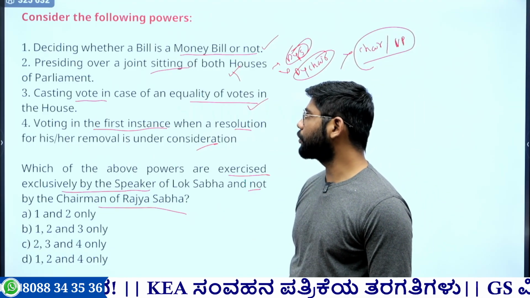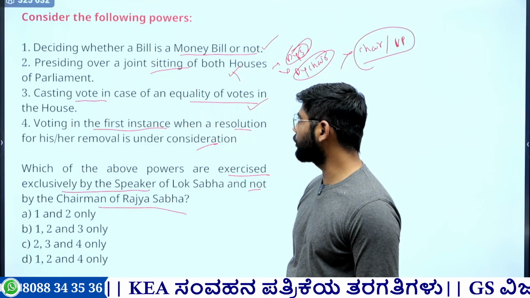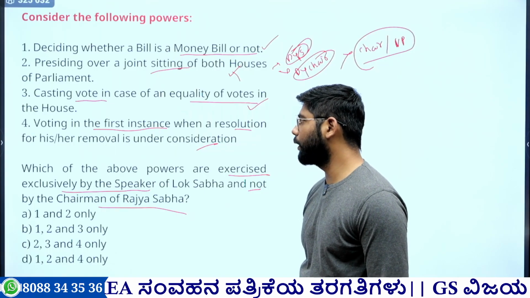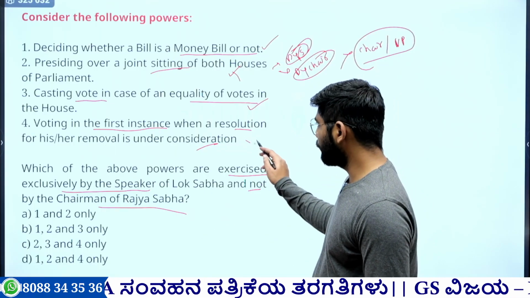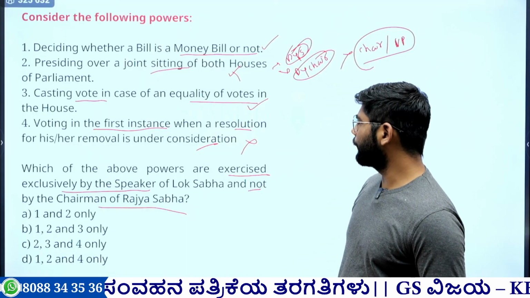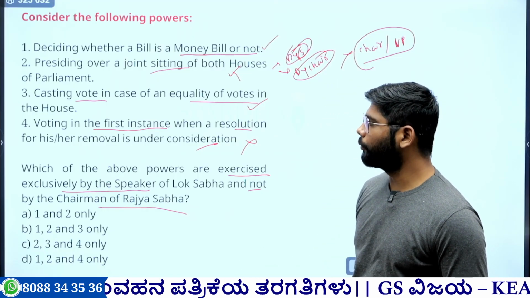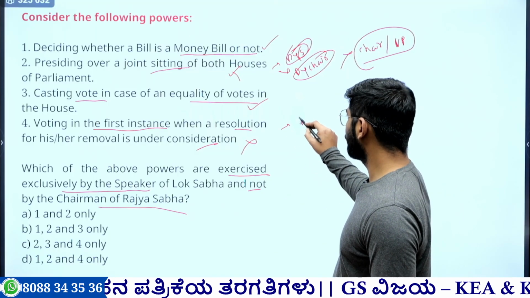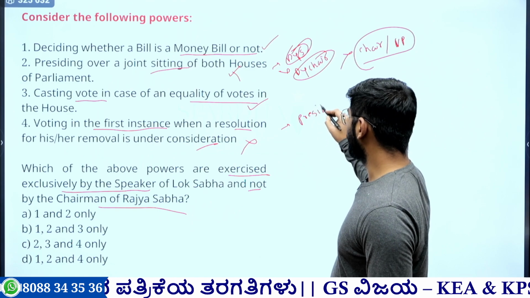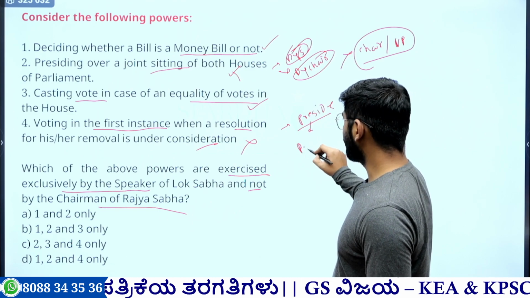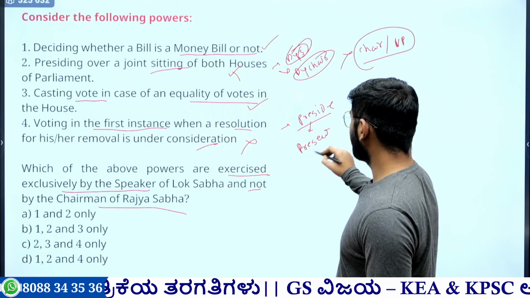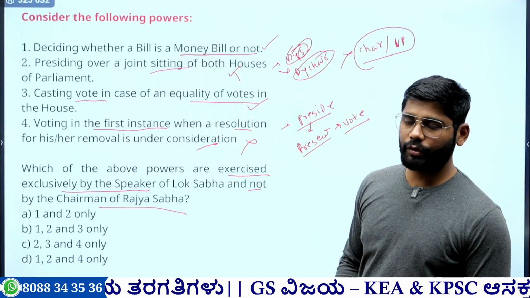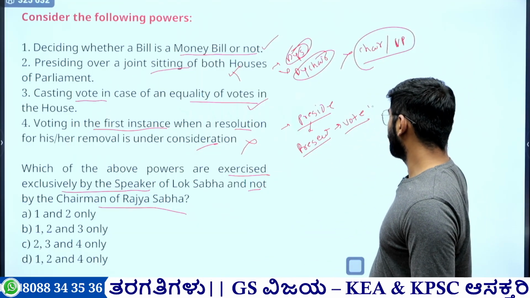Then casting vote in case of equality of votes: yes, the Speaker and the Chairman both can cast a vote in case of equality of votes. Then voting in the first instance where a resolution for removal is under consideration. If voting on the resolution to remove the Speaker is under consideration, at that time the Speaker cannot preside over the house, but he can be present and he can vote. Usually he will vote against the resolution.